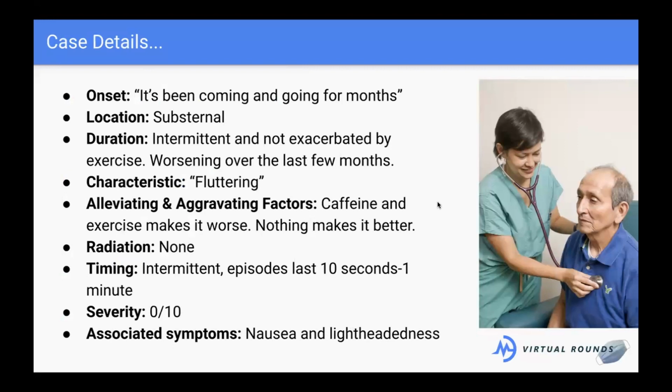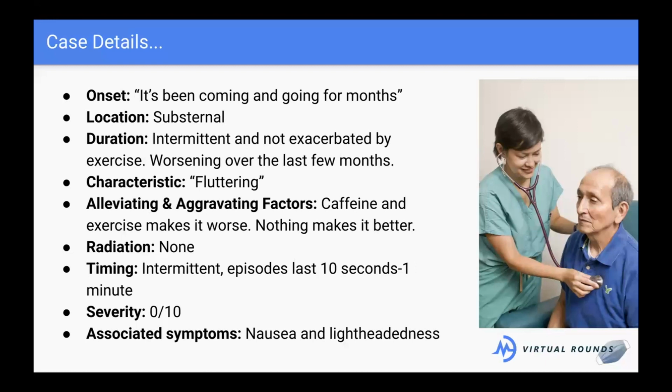So he's saying it's been coming and going for a few months. It is substernal, meaning it's right there in the middle of the chest. It is intermittent and not exacerbated by exercise, which is really important. We'll get to that in a bit. But it's been getting slowly worse over the past few months. He characterizes it when you ask him about it. He calls it fluttering. And I put that in quotes again, because that would be his word, not mine.